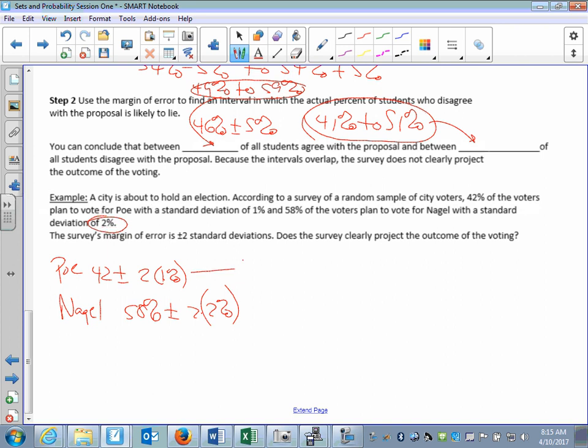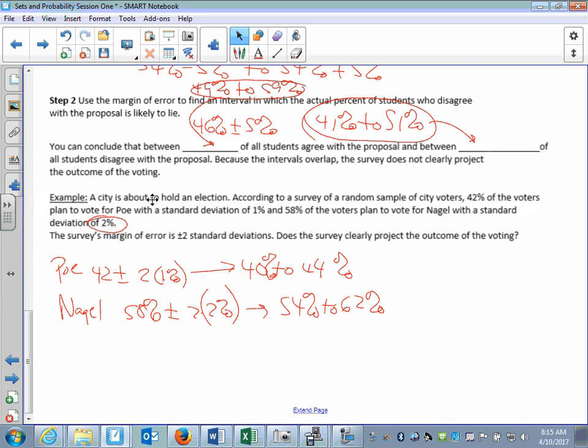So for Poe, it would be 42 plus 2 and 42 minus 2. So we would get 40 to 44% planning to vote for Poe, and here we would get 54% to 62%, since 58 plus 4 is 62, planning to vote for Nagel. And so in this particular case, we would conclude that it is most likely that Nagel will be elected.